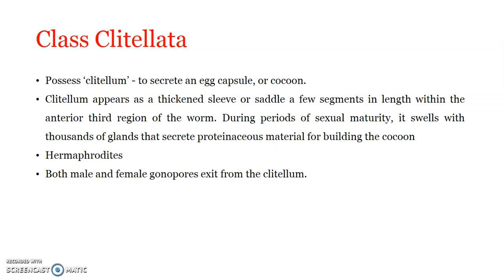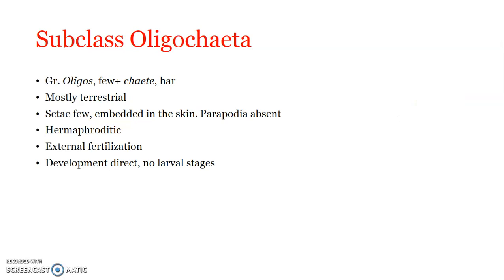Now, the class Clitellata includes two subclasses, that is subclass Oligochaeta and subclass Hirudinea. The first one we will be discussing is the subclass Oligochaeta. The name has come from two Greek terms, oligos and chaetae, which means hair. Oligos means few, and chaetae are the setae or the hairs or the bristles. So compared to polychaetes, they have very few setae. They are mostly terrestrial forms. Some freshwater forms are seen, as against the marine polychaetes. Here most of them are terrestrial, and a few freshwater forms can also be located.